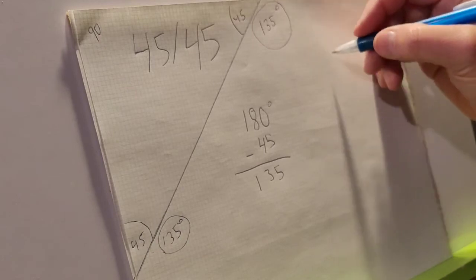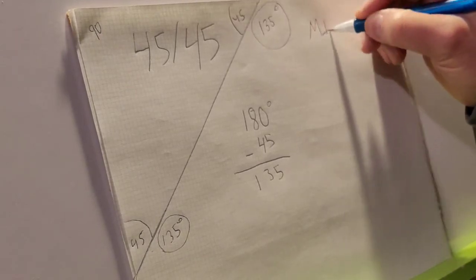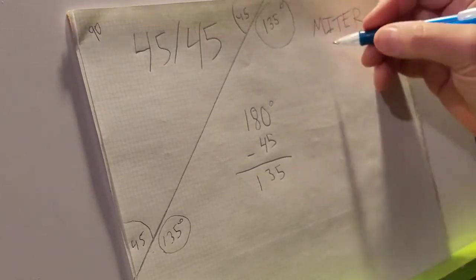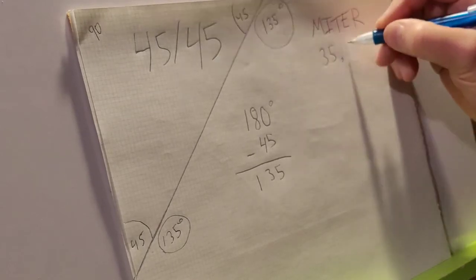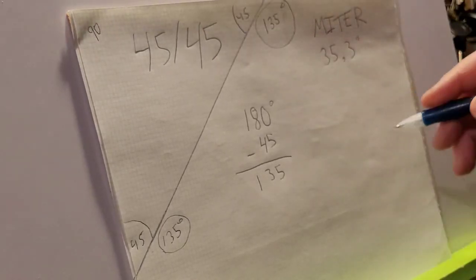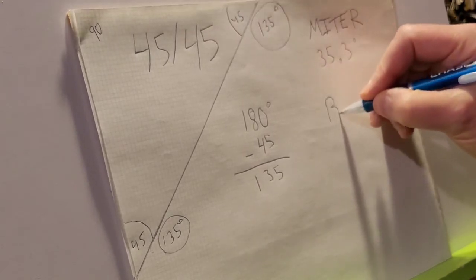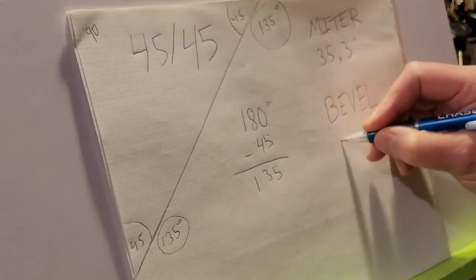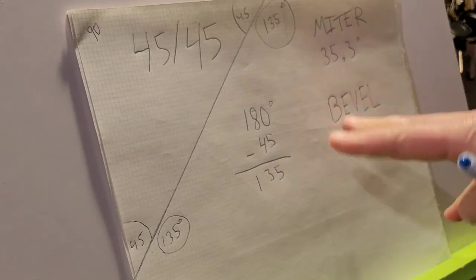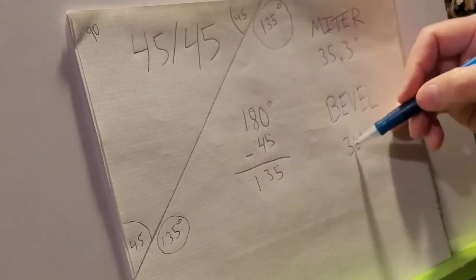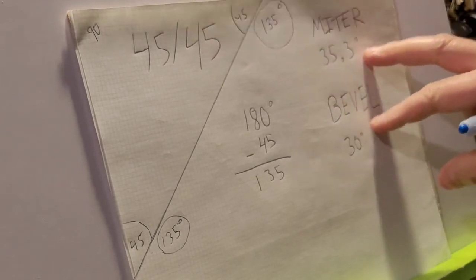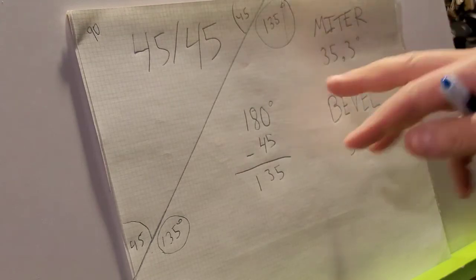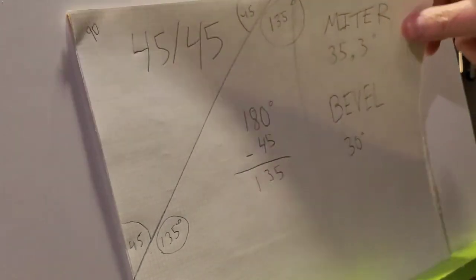So to miter this, you're going to set the chop saw or table saw to 35.3 degrees. And to set the bevel, you're going to set that to 30 degrees. And these two angles are the settings required for this spring angle. Okay, so that's how that works.